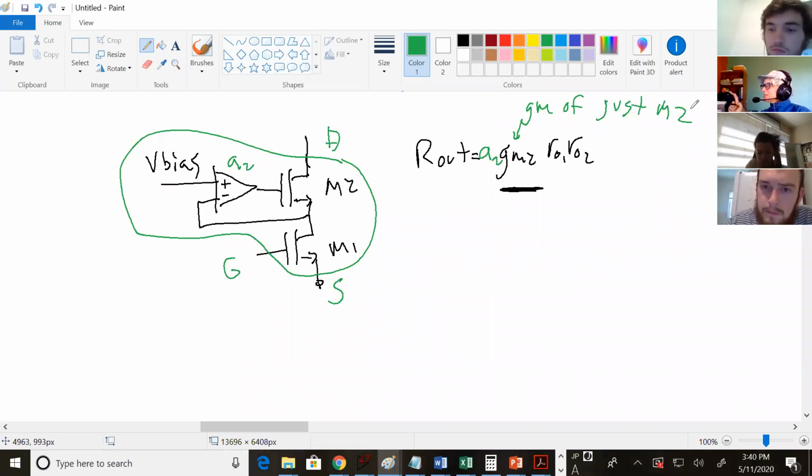So let's see. One more question. Does anybody have a question here? I have a question. Okay. How does the negative feedback loop contribute to the operation of the circuit? Like, why does that have to be there?